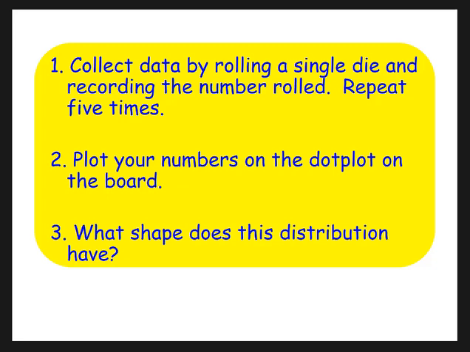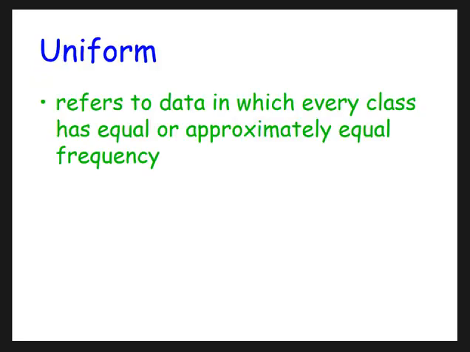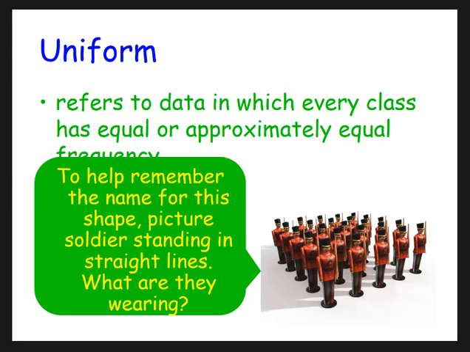If we collect data by rolling a single die, what shape should we get? It should be uniform because the values 1 through 6 are each equally likely. So it should just be a flat line, no bell shape. We get the bell shape from rolling 2 dice and graphing the total, but not from a single die. To help remember the name of the shape, picture soldiers standing in formation. They're all uniform.